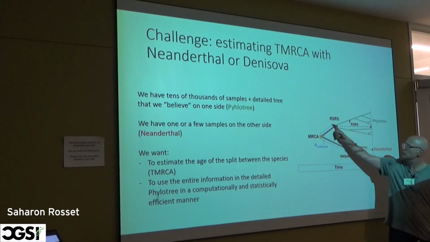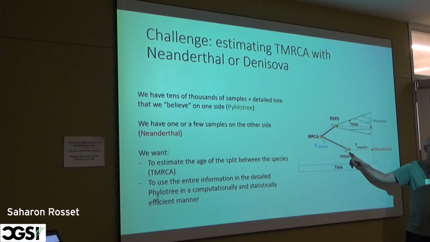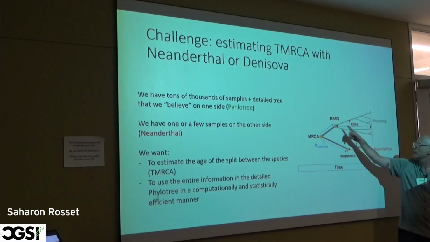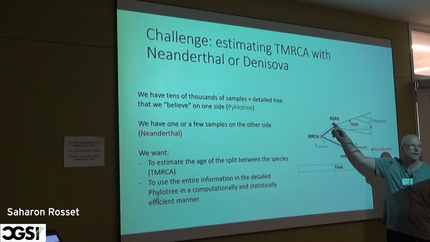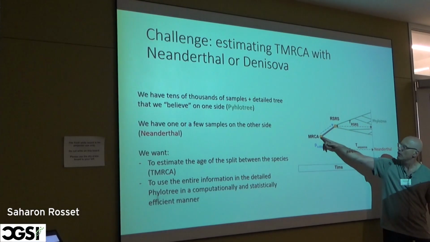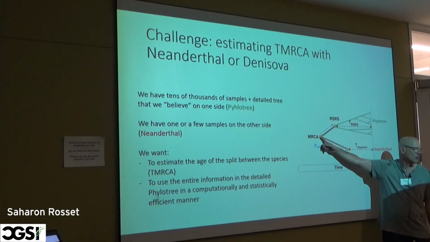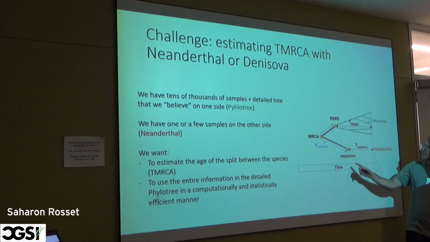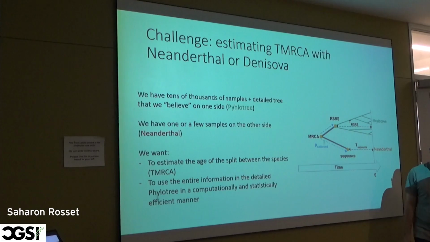Our challenge is to estimate this long branch. This long branch is basically from humans. It could be from here or from here. This is mitochondrial Eve, so we could start from here or from here. It doesn't really matter. All the way back to the common ancestor of the modern and archaic humans, and then back down to the sequence we observe on the Neanderthal side.